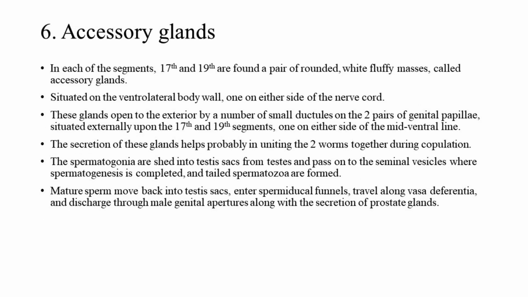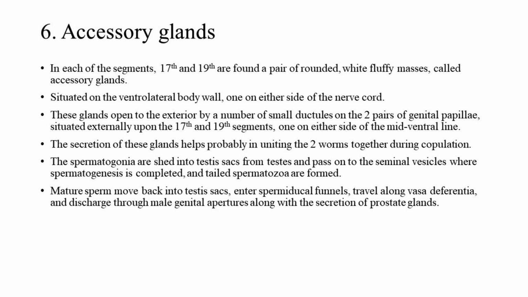6. Accessory glands. In each of the 17th and 19th segments are found a pair of rounded, white, fluffy masses called accessory glands. Situated on the ventrolateral body wall, one on either side of the nerve cord. These glands open to the exterior by a number of small ductules on the 2 pairs of genital papillae, situated externally upon the 17th and 19th segments, one on either side of the midventral line. The secretion of these glands probably helps in uniting the two worms together during copulation.